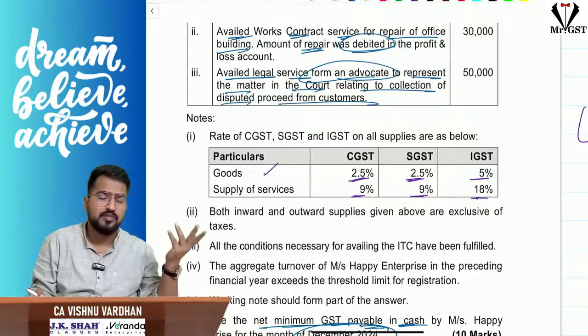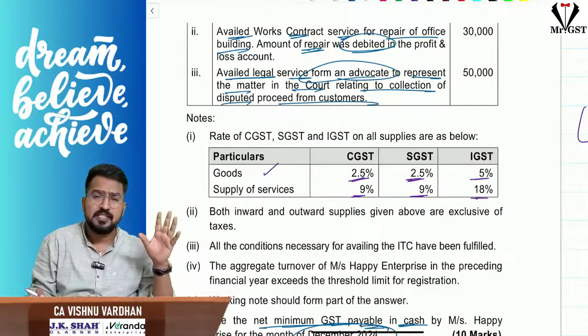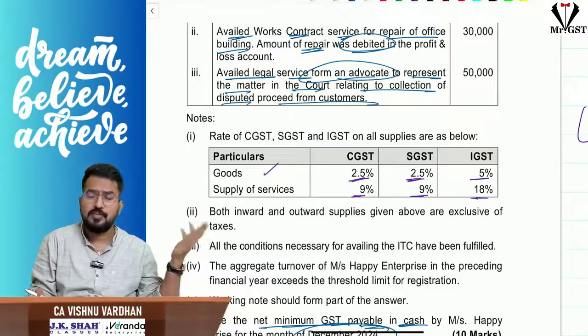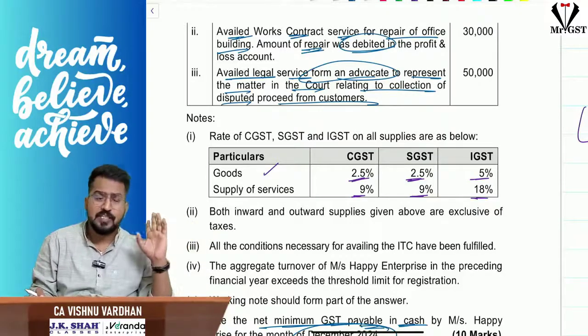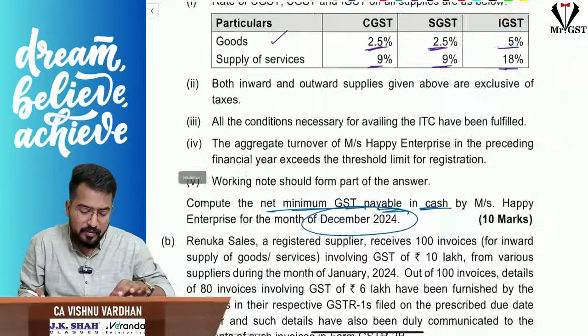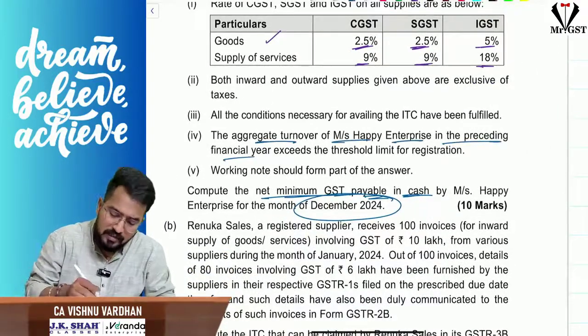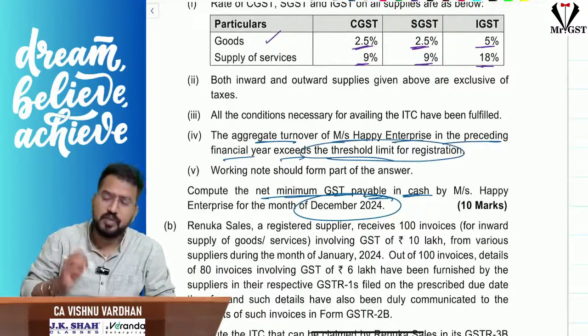Sole proprietor is also a business entity. If you understand, business entity means even a person carrying on business. An individual who is a person carrying on business is a business entity. So it is taxable under GST, because here, if you see, they clearly gave the aggregate turnover of Mrs. Happy Enterprise in the preceding financial year exceeds the threshold limit liable for registration.